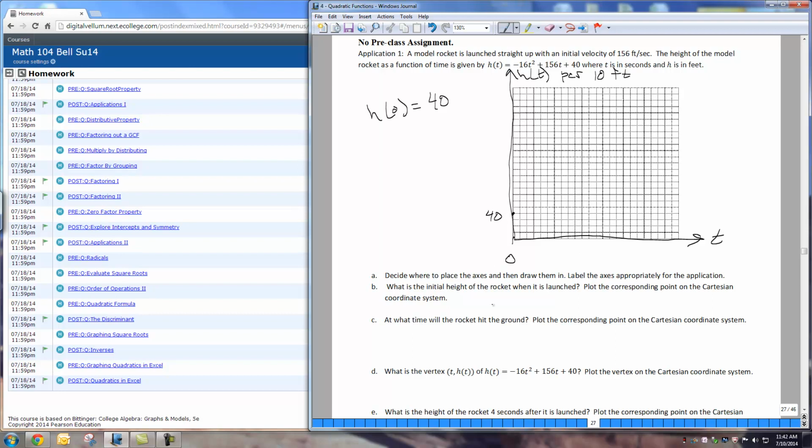What is the initial height of the rocket? Well, that's h of 0 equals 40. At what time will the rocket hit the ground? So when will our height be 0? So I'm going to set this function equal to 0 and solve. So it's negative 16t squared plus 156t plus 40 equals 0. Because it asked me at what time, so time is the unknown. I know the height on the ground is 0. The height is 0 when it's on the ground.